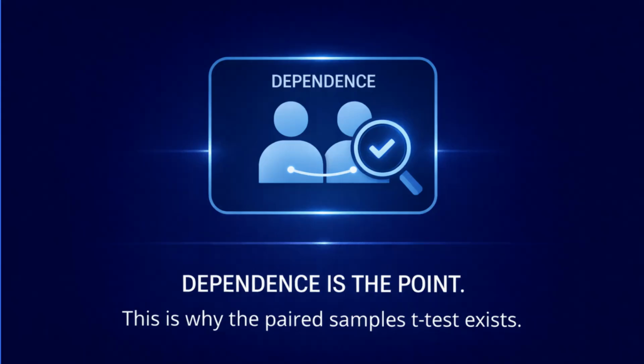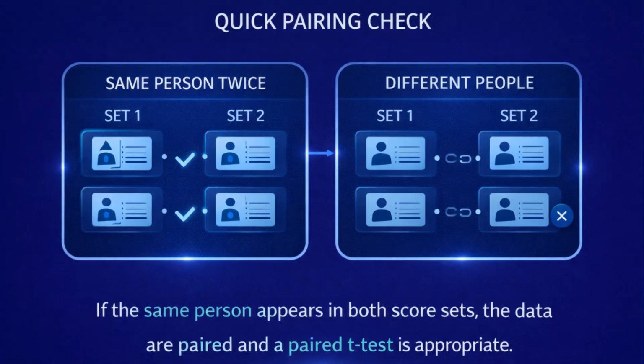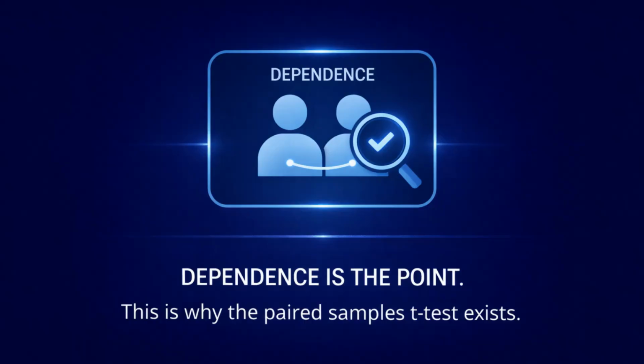A core concept for this test is dependence. Dependence means the two scores are linked because they come from the same person. This dependence is not a problem. It is the reason the paired samples t-test exists. A quick way to decide whether data are paired is to ask whether the same person appears in both sets of scores. If yes, the data are paired and this test is appropriate. If no, and the scores come from different people, an independent samples t-test is required instead.